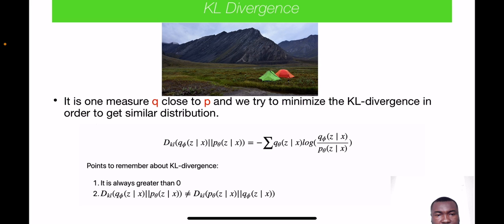If it's 1, then we will have log of 1, which is 0, and the product of 0 with anything is going to be 0. So the divergence will be 0, meaning that the two distributions are exactly the same. Well, unfortunately, in real life, things are not that easy. This divergence is always greater than 0, and that is not surprising. We do not aim to have a 0 here. We just want to have something close enough.